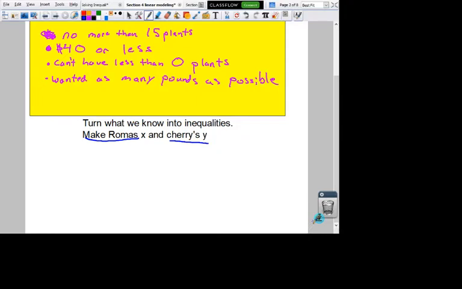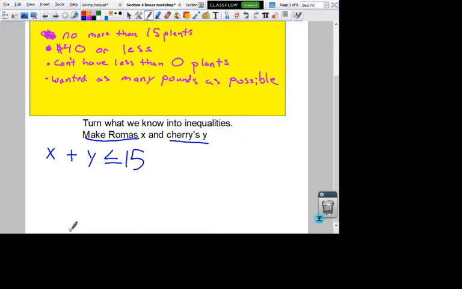If I'm talking about no more than 15 plants, I need to represent that with Romas as x and cherries as y. So the number of Romas I buy plus the number of cherry tomatoes I buy has to be less than or equal to 15, right? If x is the number of Romas and y is the number of cherry tomatoes, x + y has to be less than or equal to 15, because we can't have more than 15 plants.